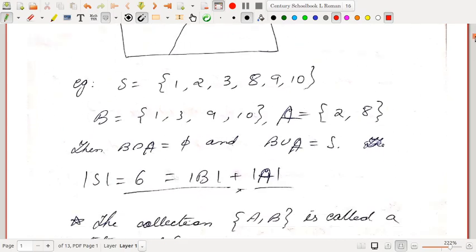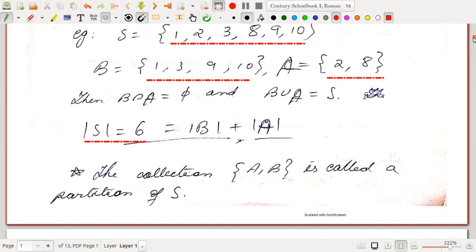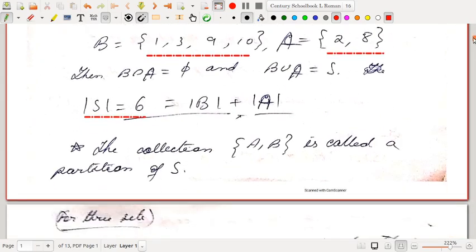As an example, if S is the set {1, 2, 3, 8, 9, 10}, B is the set {1, 3, 9, 10} and A is the set {2, 8}, then A and B satisfy the conditions: A intersection B is phi and A union B is S. If you observe, the number of elements of S is 6, the number of elements of B is 4 and the number of elements of A is 2. So the sum of the number of elements of A and of B is the number of elements of S. Here the collection A, B is called a partition of the set S.